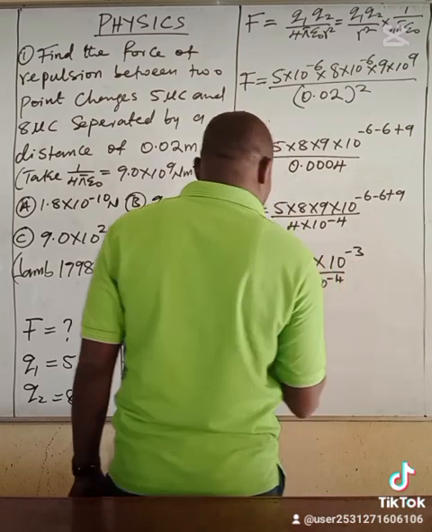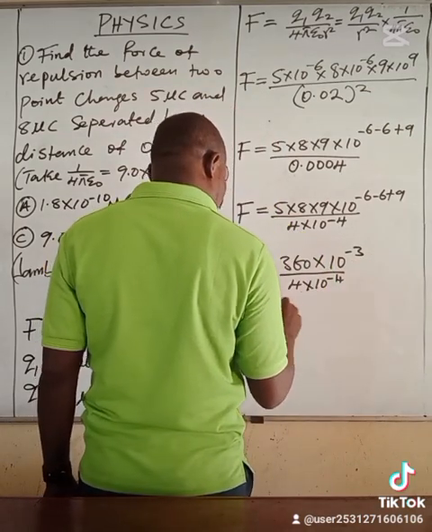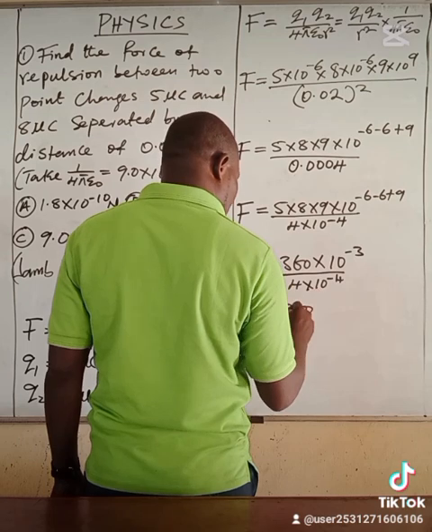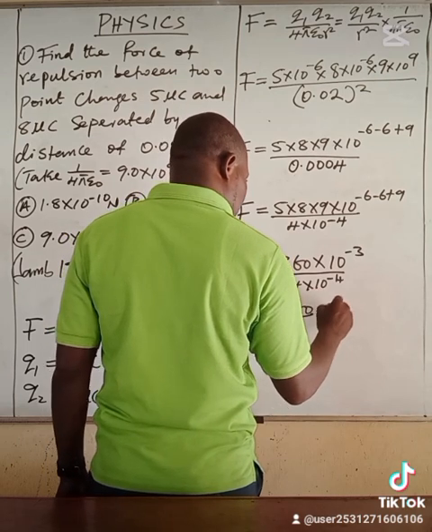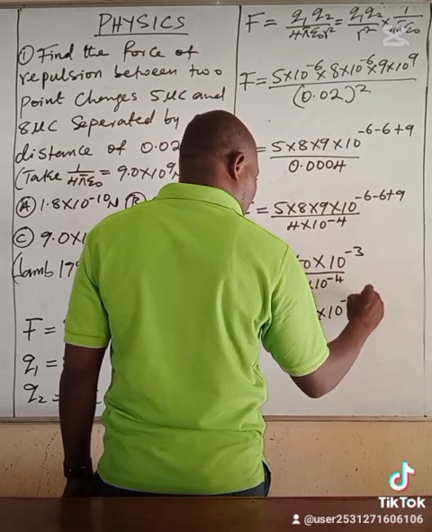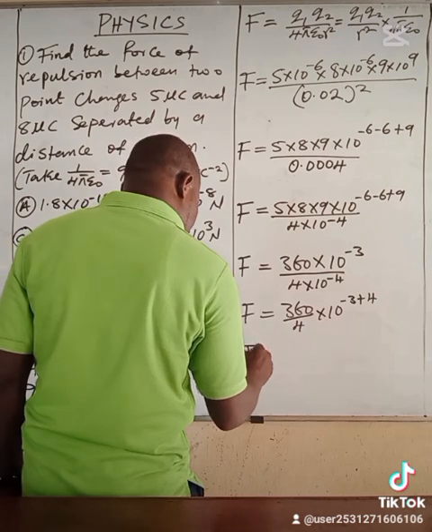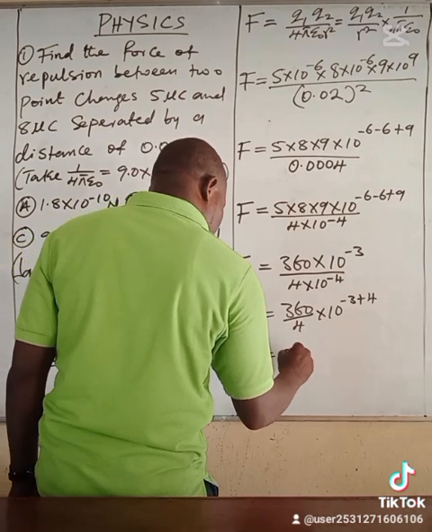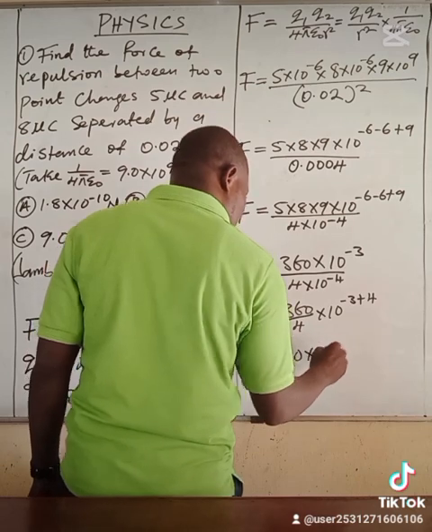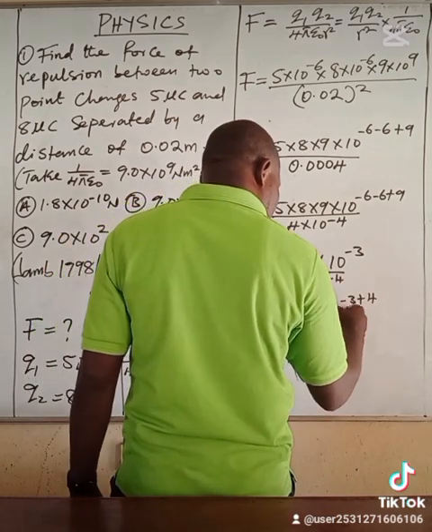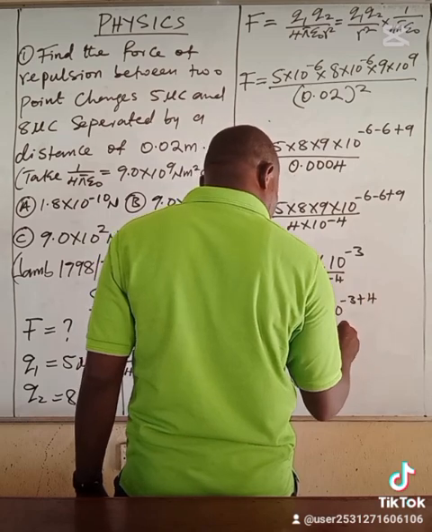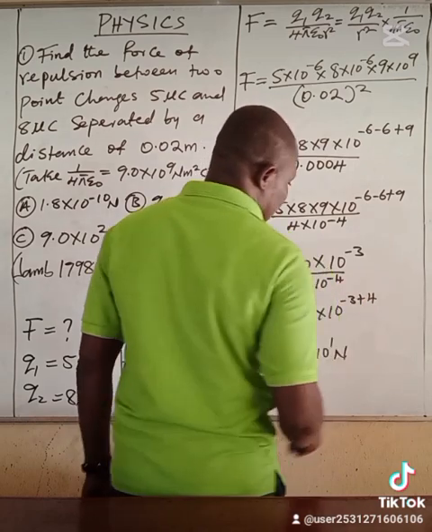So that we are going to have F equal to 360 over 4 times 10 raised to the power minus 3 plus 4. 360 divided by 4 is going to give us 90. F becomes equal to 90 times 10 raised to the power minus 3 plus 4, which is going to give us 1 Newton as our answer.